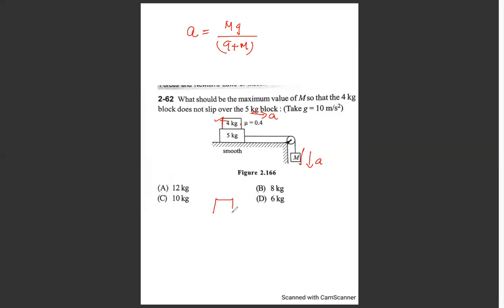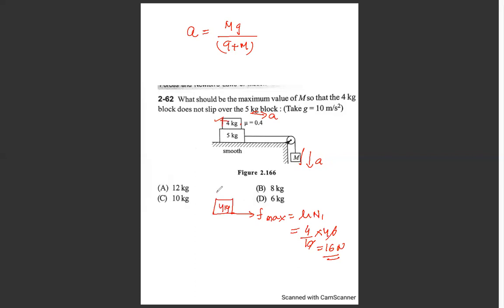So if you draw the free body diagram of the 4 kg block, you will have the friction on it towards the right. The maximum value of friction is mu times N1, and N1 is 40, since the 4 kg block weighs 40. So it is mu into normal reaction, that is 0.4, or 4 by 10, into 40. This is coming out to be 16 Newton. Clear?